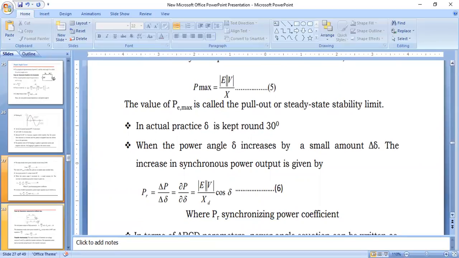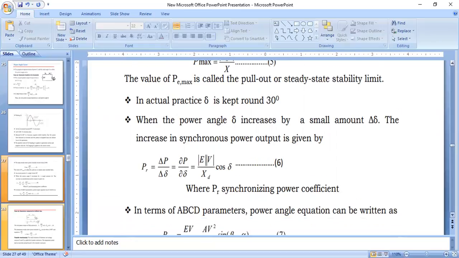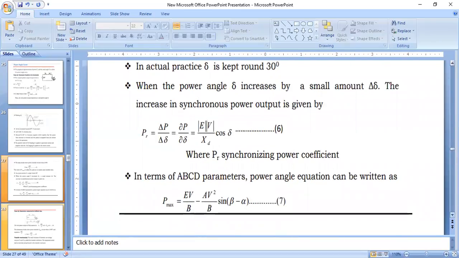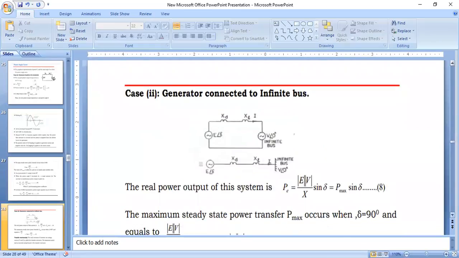When the power angle delta is increased by a small amount, the increase in synchronous power output is given by Ps = ΔP/Δδ = ∂P/∂δ = EV/Xd cos δ, where Ps is the synchronizing power coefficient. In terms of ABCD parameters, the power angle equation can be written as P maximum = EV/B − AV²/B sin(β − α).